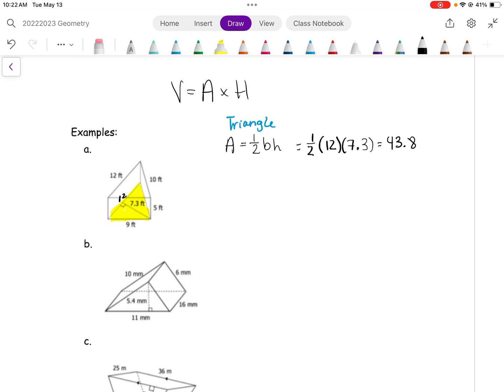Now, that is a flat two-dimensional area. To find the volume, I have to take that flat two-dimensional area and multiply it by a third dimension. If you look at my color coding here, look at this 5 feet. That 5 feet is like the height of your prism. It's going to take that area, that flat bottom, and extend it upwards. So that's my third dimension. So I'm going to take my area times 5. Okay, so 43.8 times 5 is 219, and this would be feet cubed.